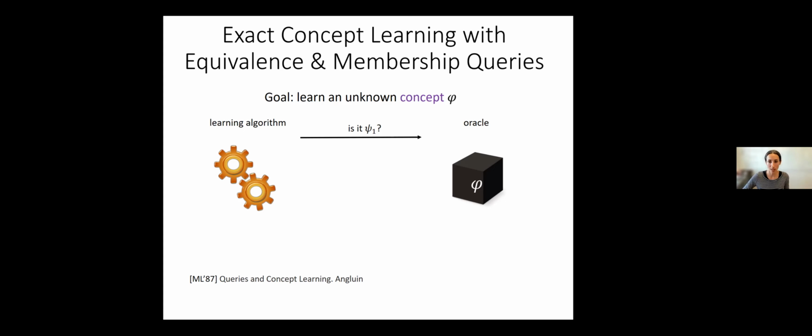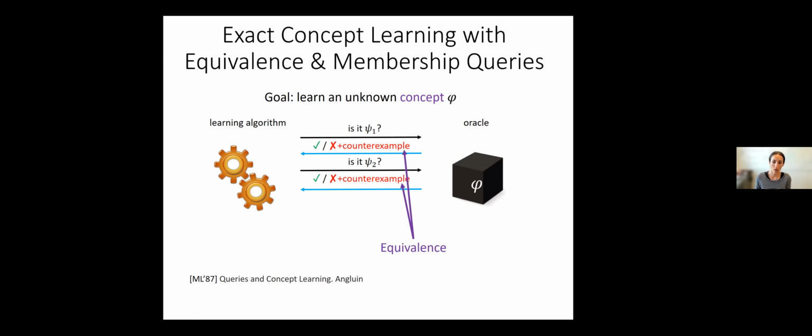The way to do it is that the learning algorithm, which is supposed to learn this formula, can interact with an oracle or a teacher by asking certain kinds of questions and receiving answers. For example, the learning algorithm can come up with some candidate psi1 and send it to the oracle and ask, is psi1 the concept? Is it phi? And then the oracle has to answer correctly, either say yes, it is, or say no. And if it says no, it will also provide a counterexample, some state that satisfies phi but not psi1, or the other way around. Then the learning algorithm can provide another candidate, the oracle has to respond, and so on. These kinds of queries are called equivalence queries.